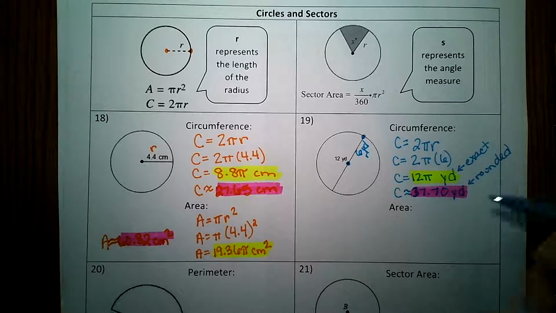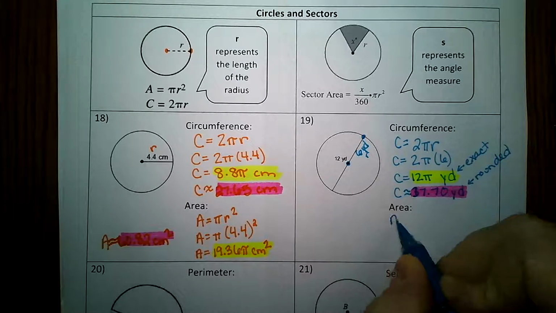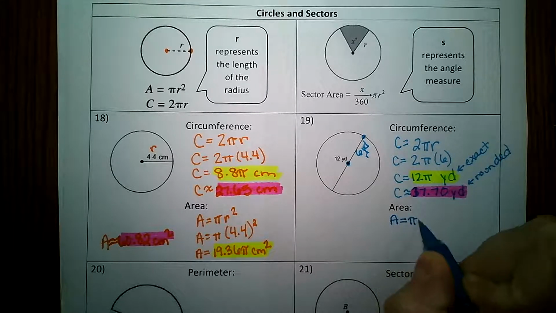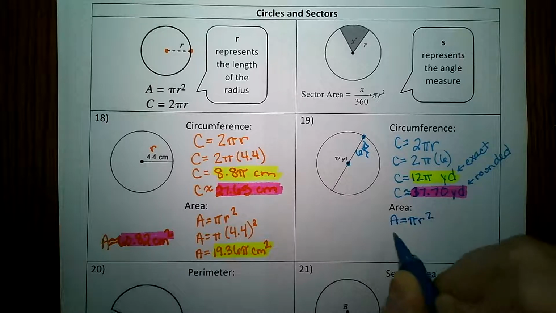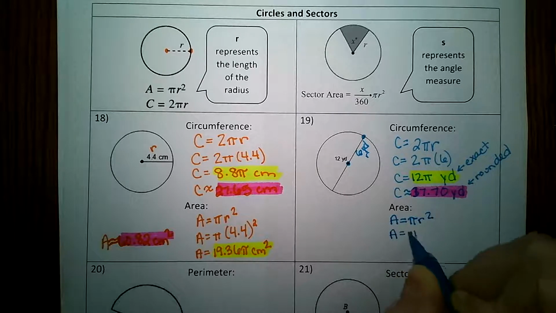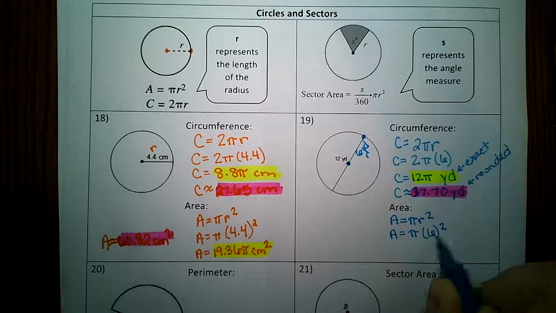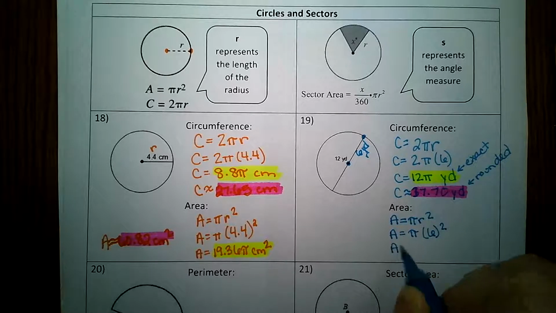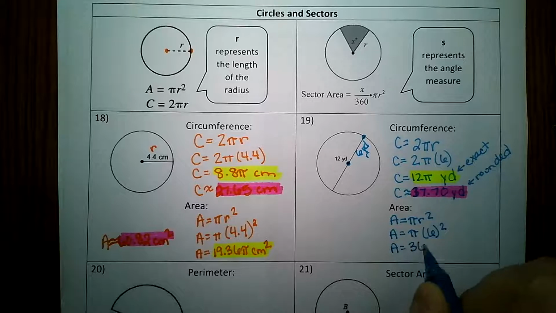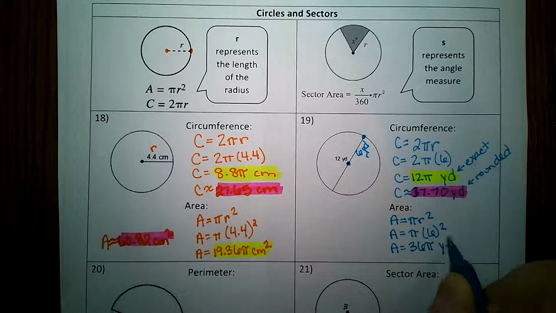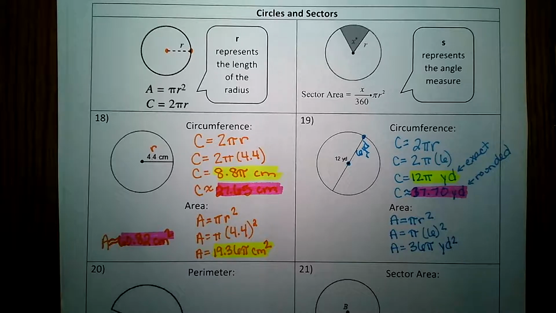Okay, so back to the area of this circle. Area formula is pi times radius squared. So finding the area, and we're going to substitute in 6 for the radius. 6 squared is 36. So my exact answer is that the area is 36 pi yards squared.